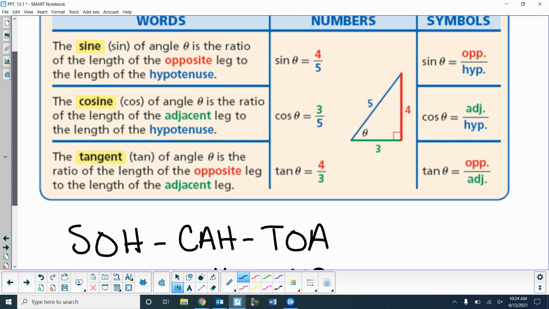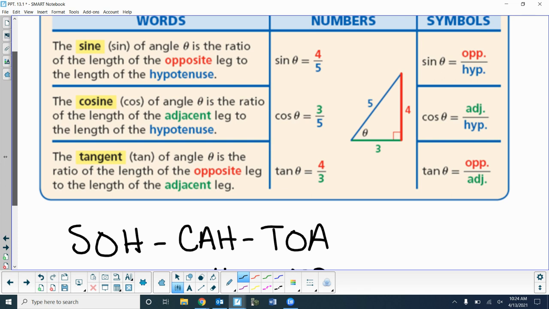Right, so for CAH, cosine is adjacent side. So since theta is here, the adjacent side is the 3 over the hypotenuse, 5, adjacent over hypotenuse. TOA, tangent, O for opposite, A adjacent, so opposite 4, adjacent 3. So there's where those three fractions came from. Questions on that? Does that make sense to you?